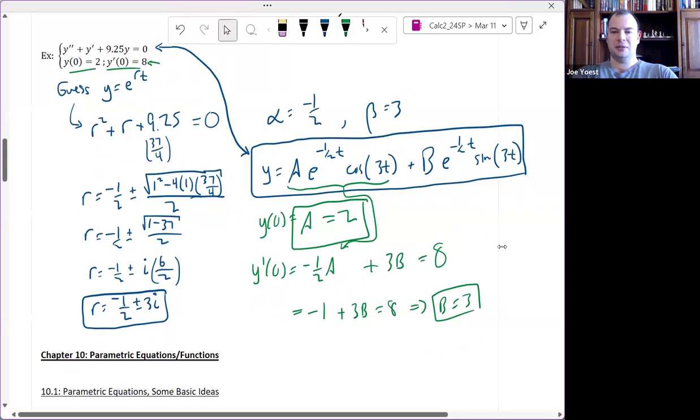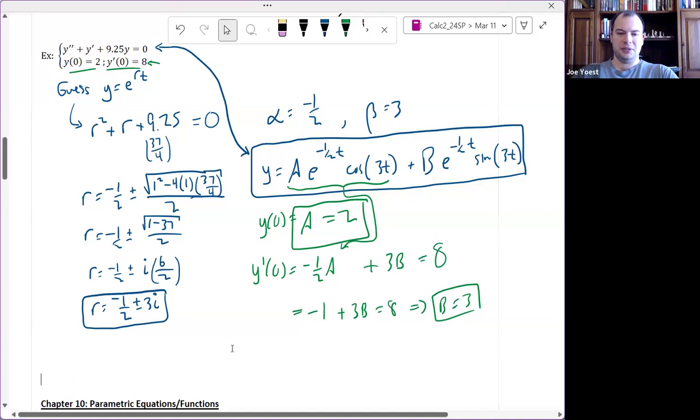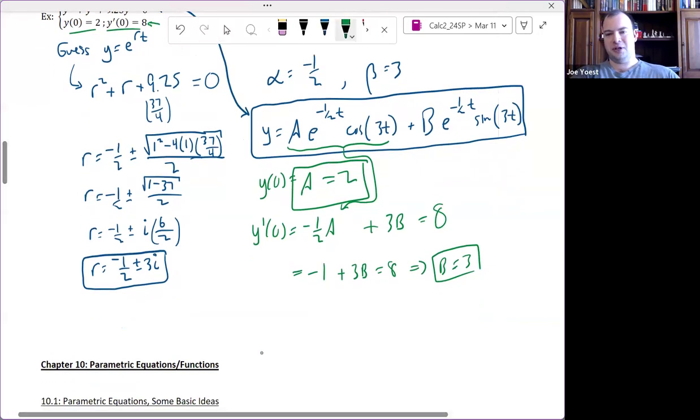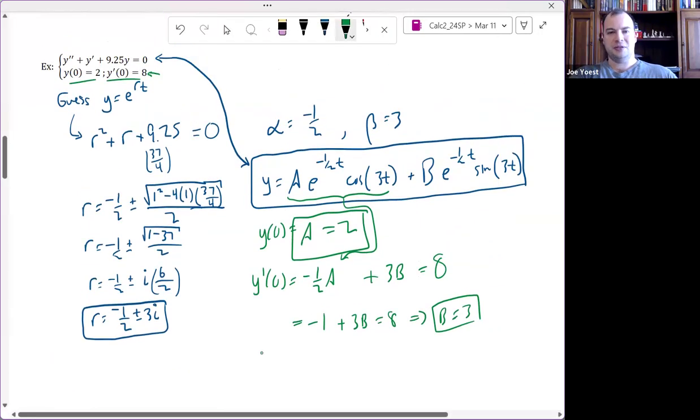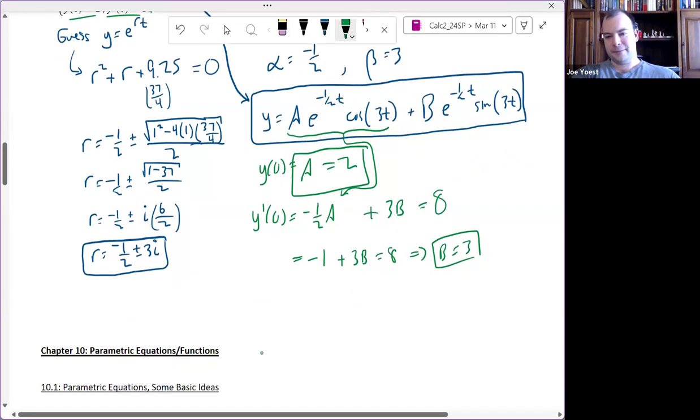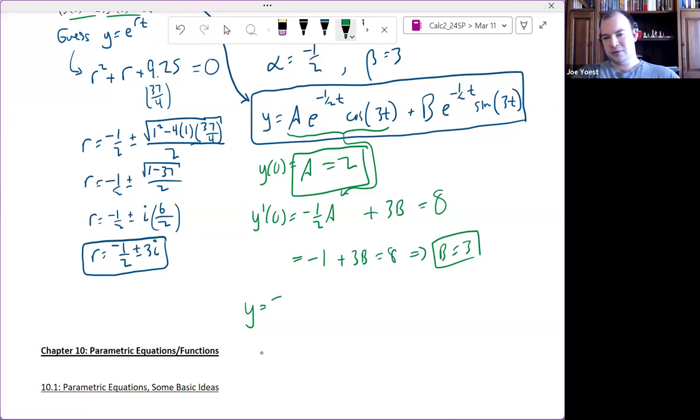So what's my specific solution, my specific member of the family of curves that satisfies the differential equation and the initial conditions? So a is 2. And b is 3.